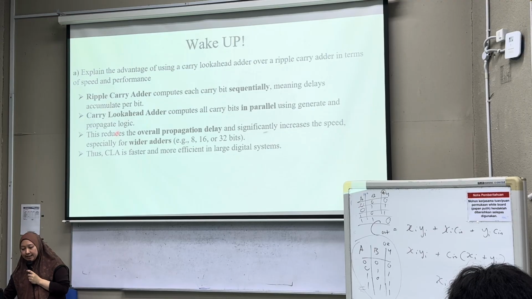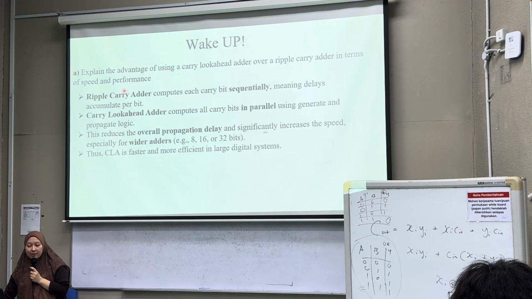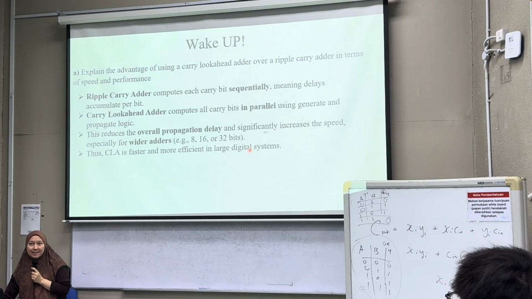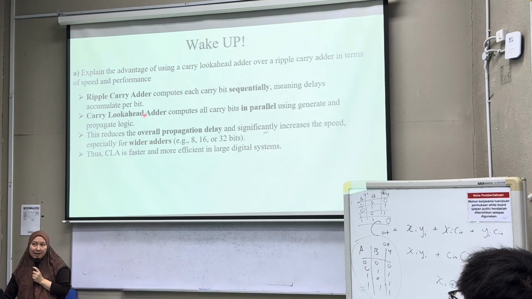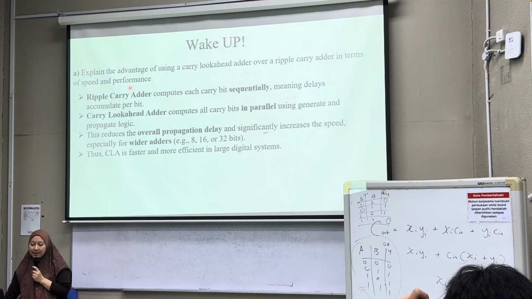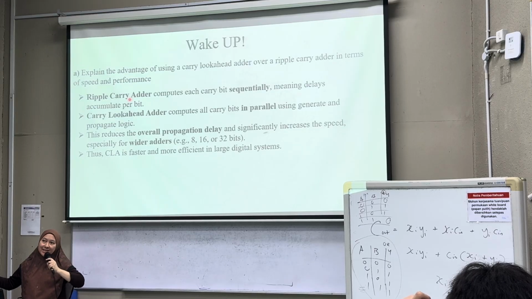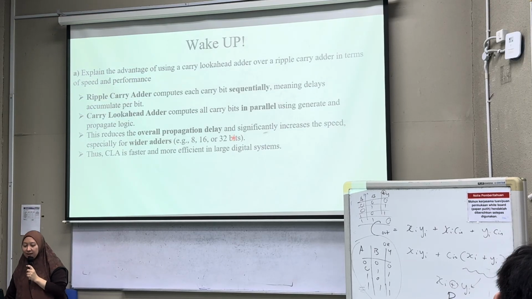Basically CLA reduces the overall propagation delay and increases the speed, especially for wider adders. If you've got wide, long bits, you wouldn't want to be burdened with the RCA. So CLA is faster and more efficient in large digital systems. In terms of complexity, CLA is more complex, the schematic has a lot of wires, but ripple carry adder is simpler. But if you have a wide adder with a lot of bits, n equals 32 for instance, you would not want to use the RCA, you would prefer to use CLA.